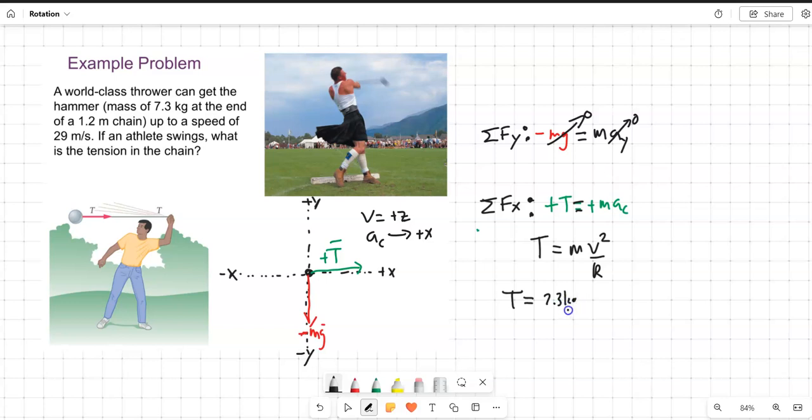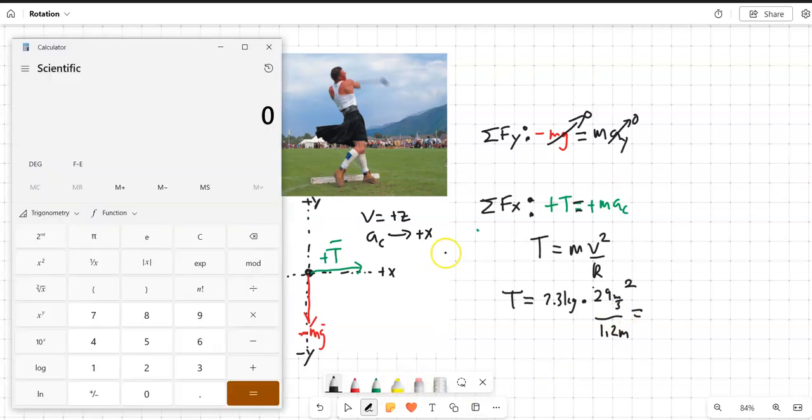7.3 kilograms times the velocity, which is 29 meters per second. And we're going to square this number right here, and then divide it by the radius, which is a 1.2 meter chain. So we're going to multiply that all out. We're going to do 29, square that 29, multiply that by 7.3, and divide that by 1.2.